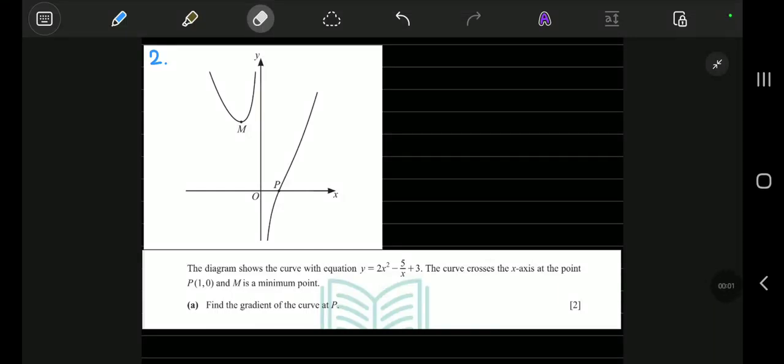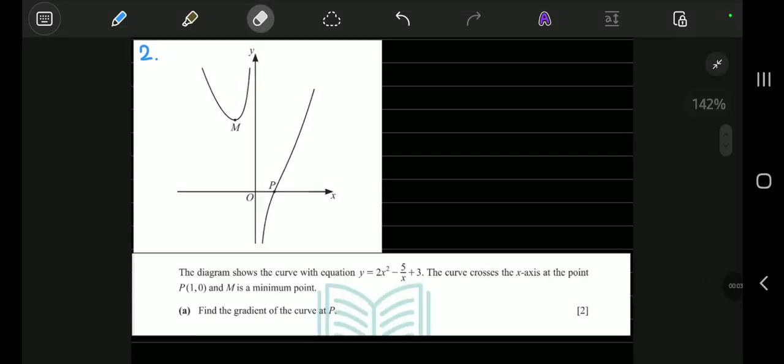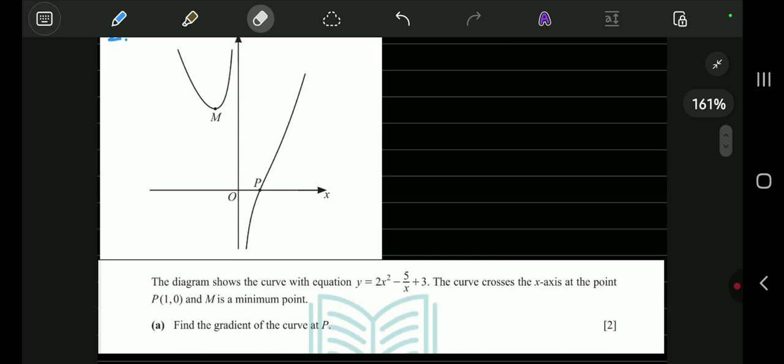Question 2 says that the diagram shows the curve with equation y equals 2x squared minus 5 over x plus 3. The curve crosses the x-axis at the point P. This is the point P that has coordinates (1, 0), and M is the minimum point. Find the gradient of the curve at P.